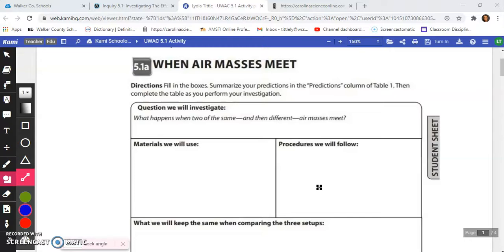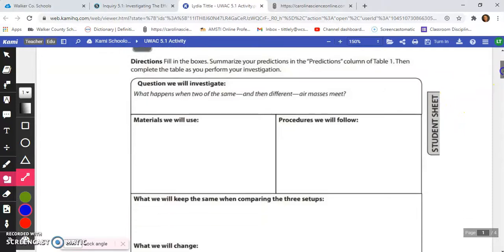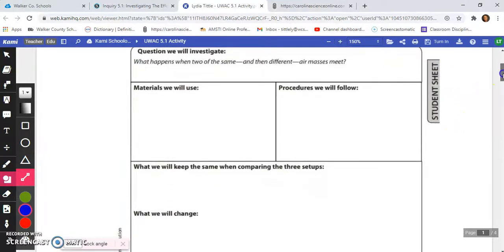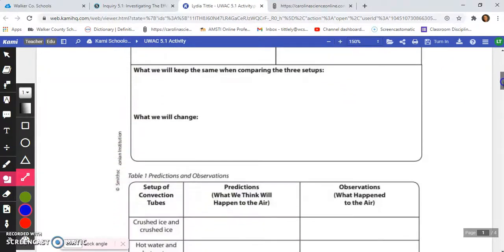And then for the third trial that we do, we will have a cup of ice under one of the convection tubes and a lit tea candle under the other convection tube. Okay, and each time we're going to be making observations of how the air circulates.